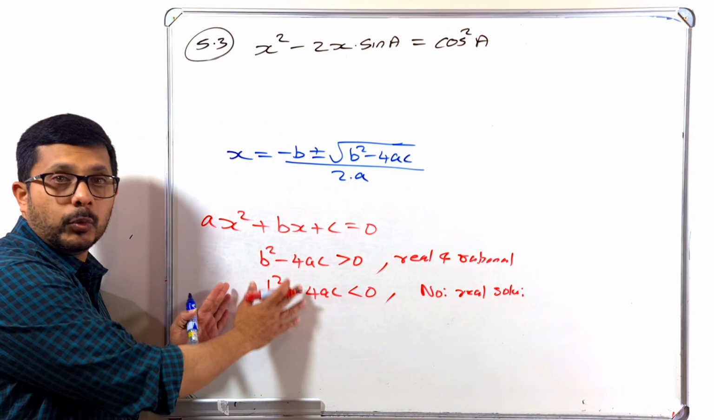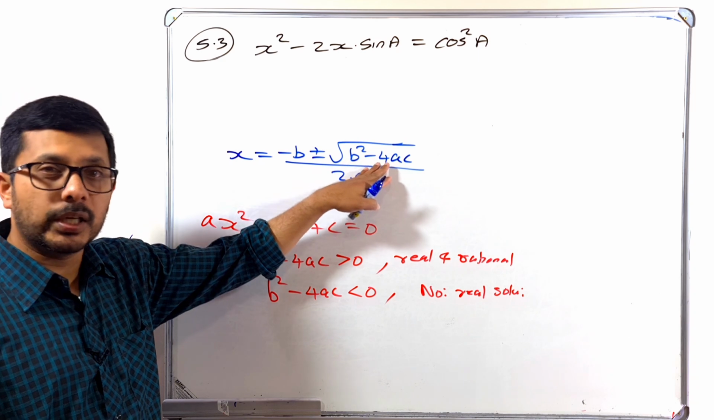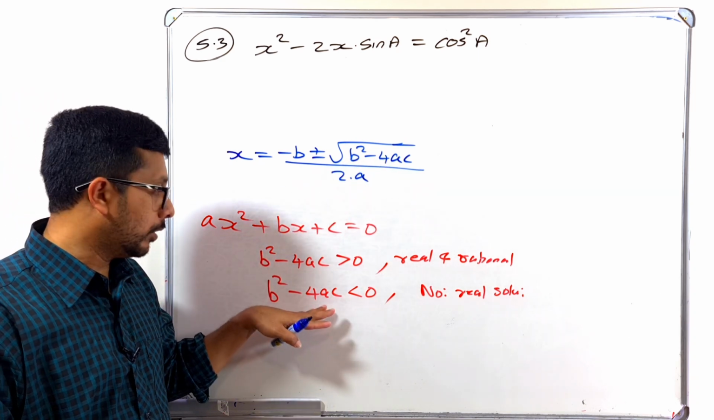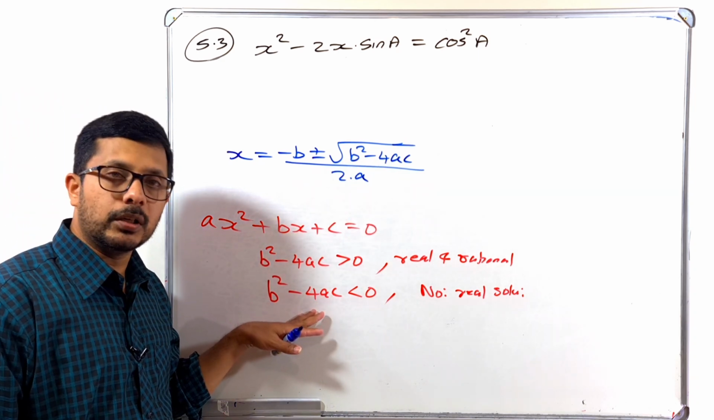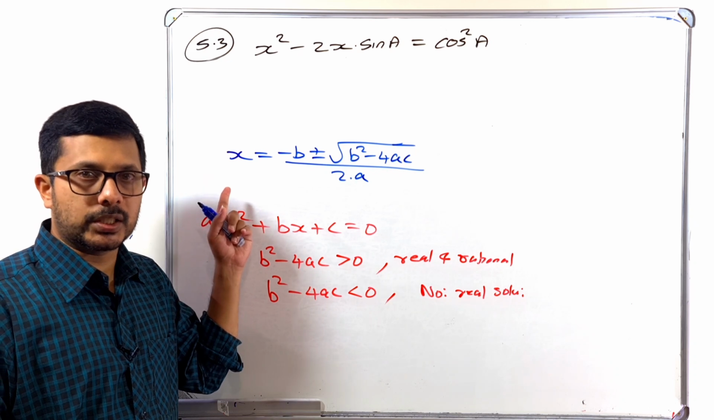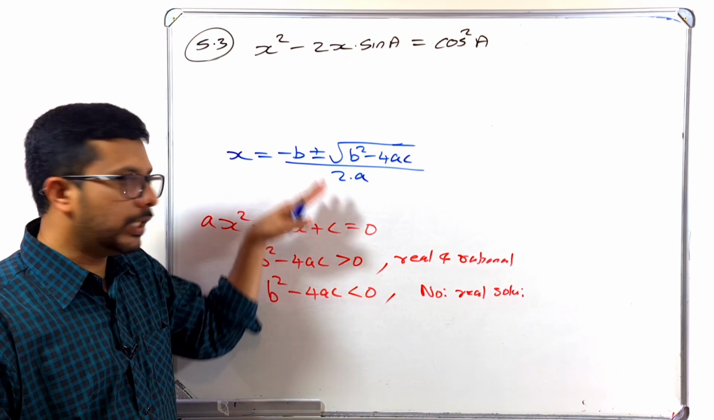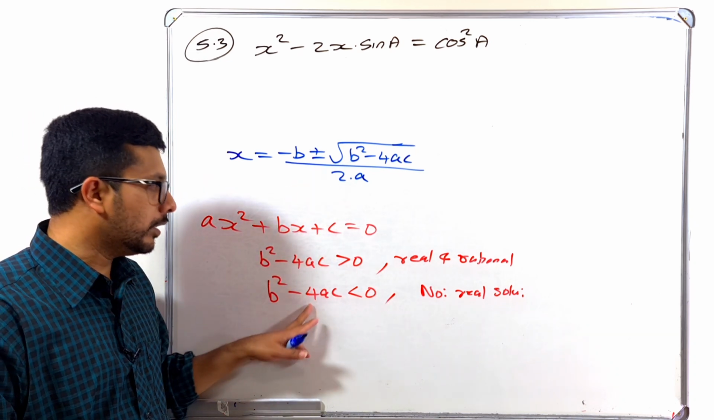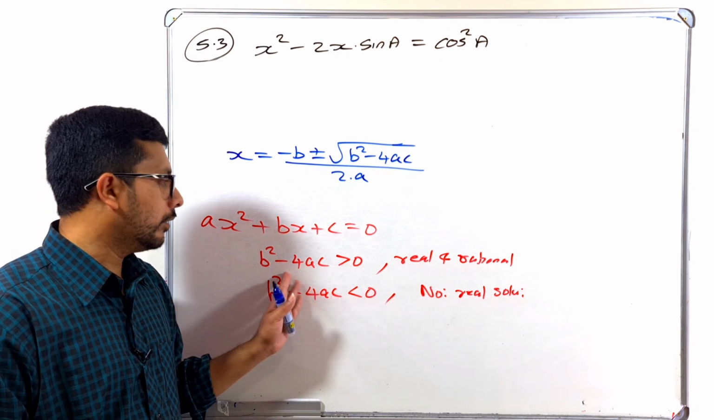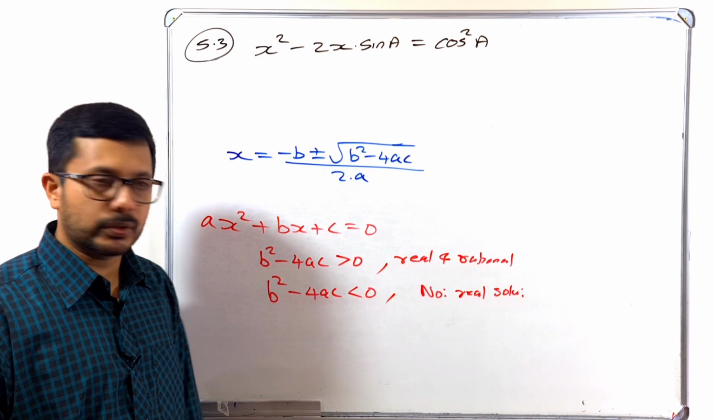Then there are more explanations with the example. If you want to understand more about this one, you have to watch that algebra section. There I explained in detail the meaning of why it is not real and why it is real and rational.